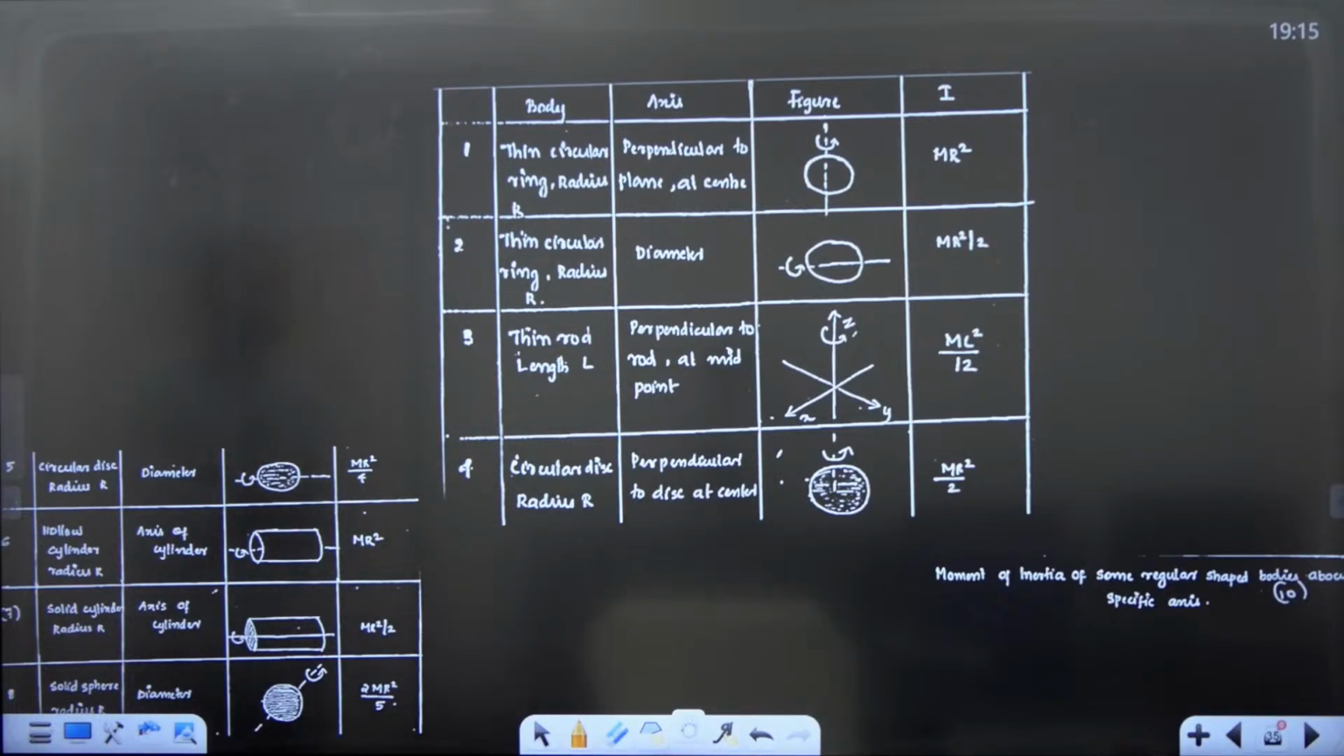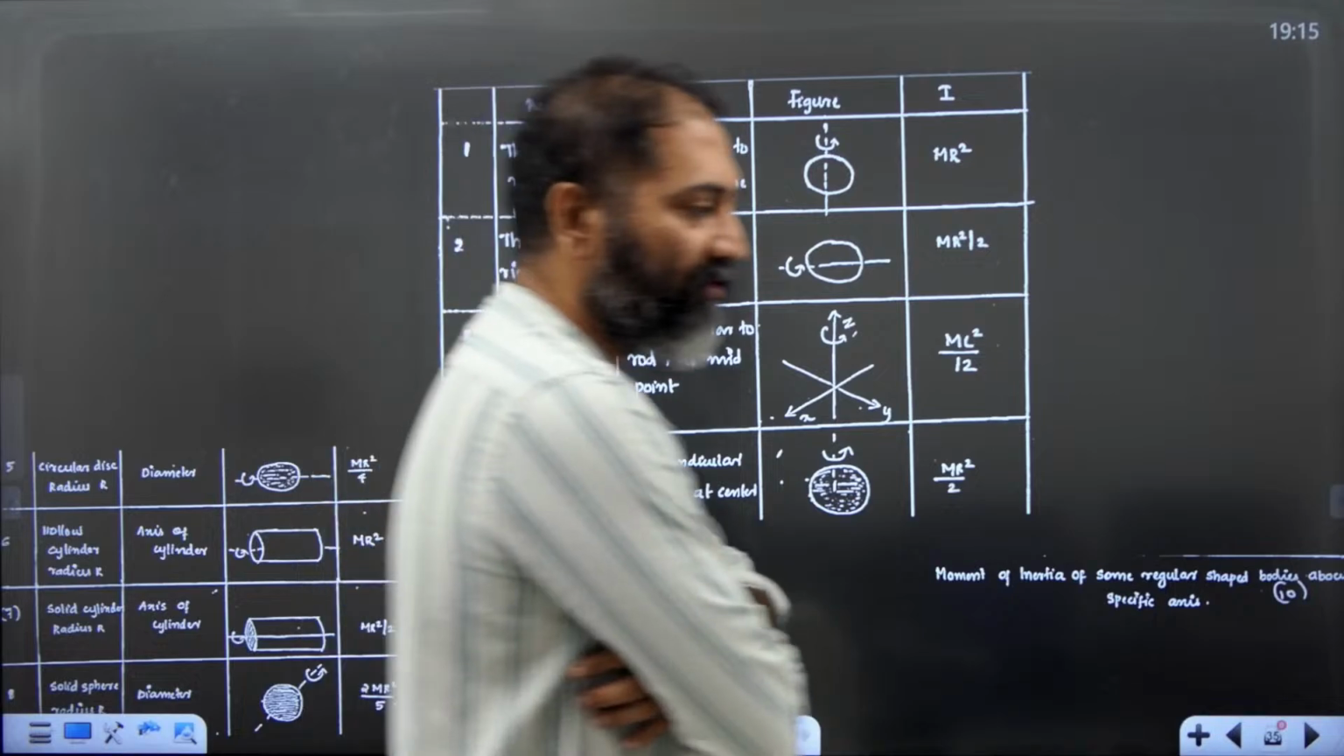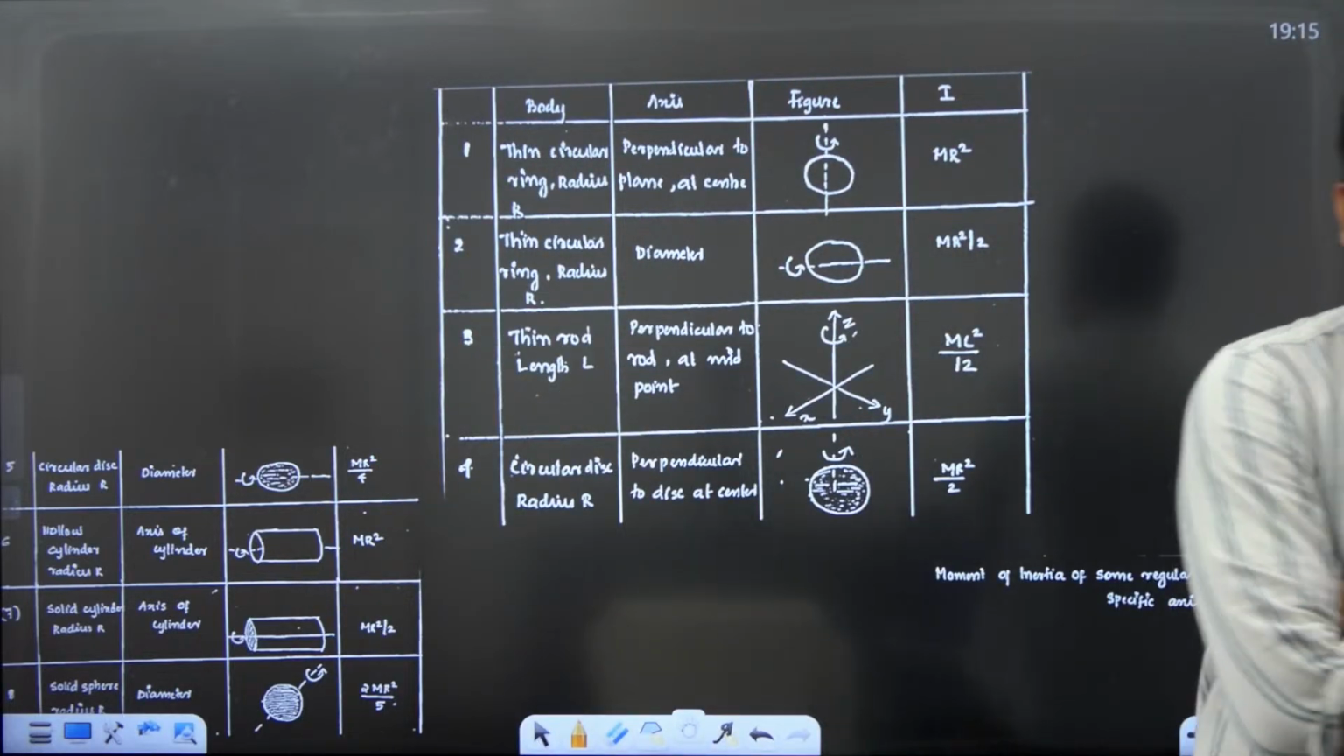Please by heart those moment of inertias of different regular shaped objects. You have to by heart those moment of inertia.